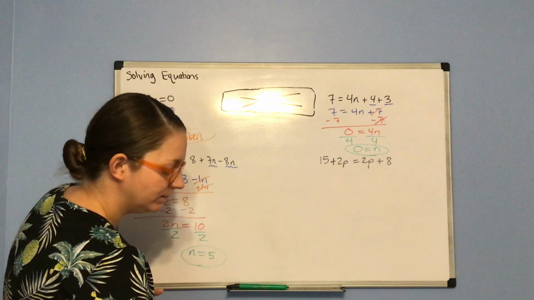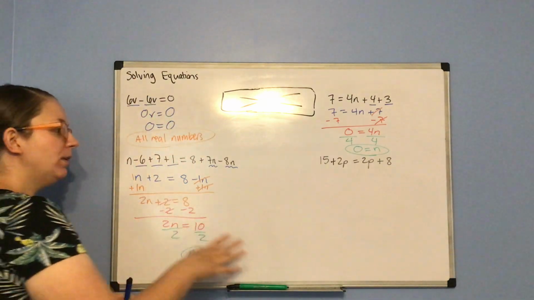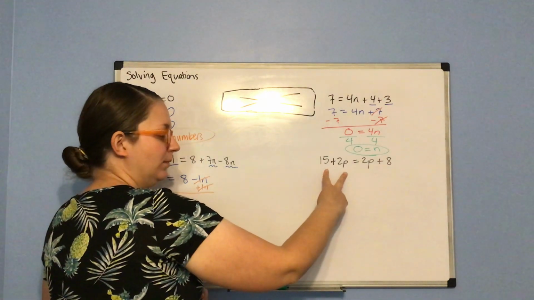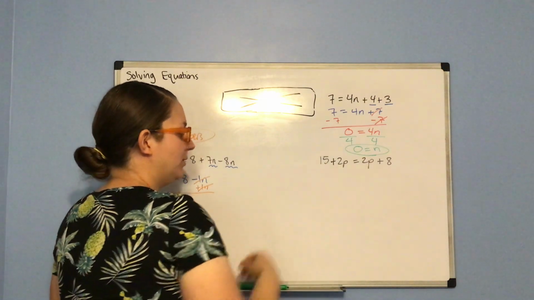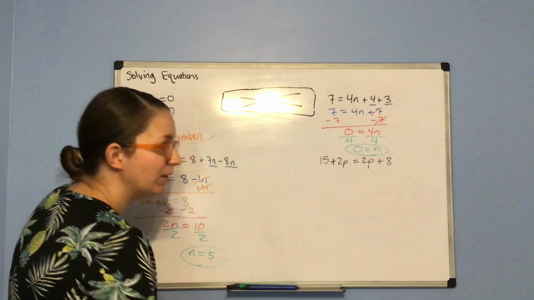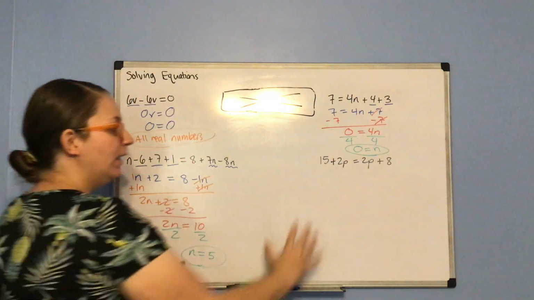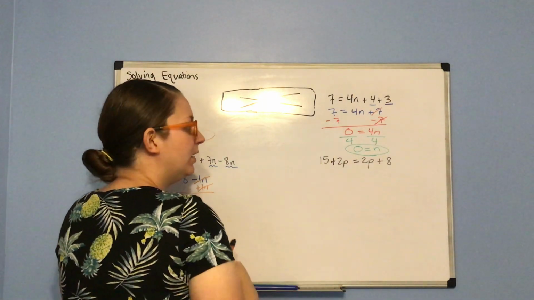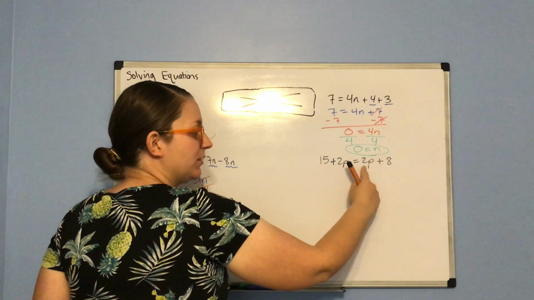Let's try another one. So I don't have any like terms to combine on this side. I don't have any like terms to combine on this side. So where I need to start is by getting my variables on the same side. I like to get my variables on the left-hand side, so I need to undo positive 2p.